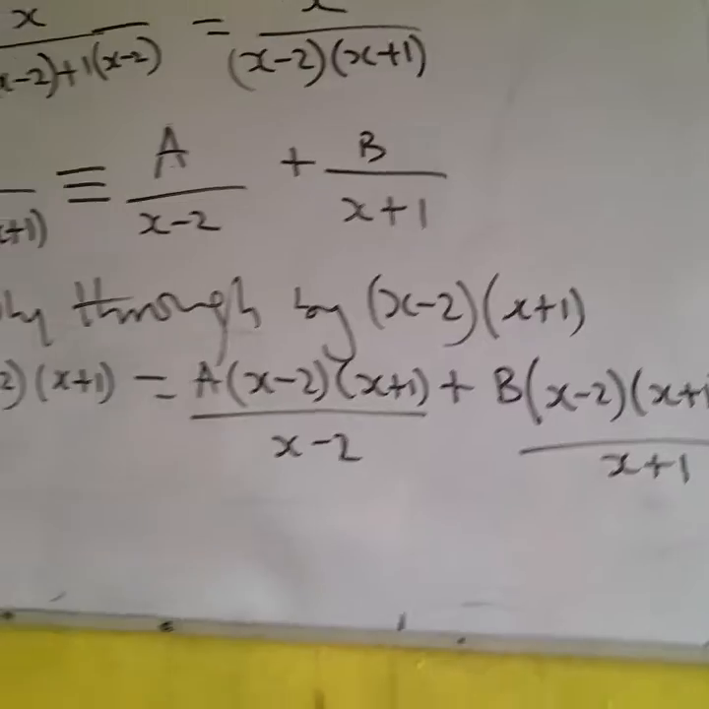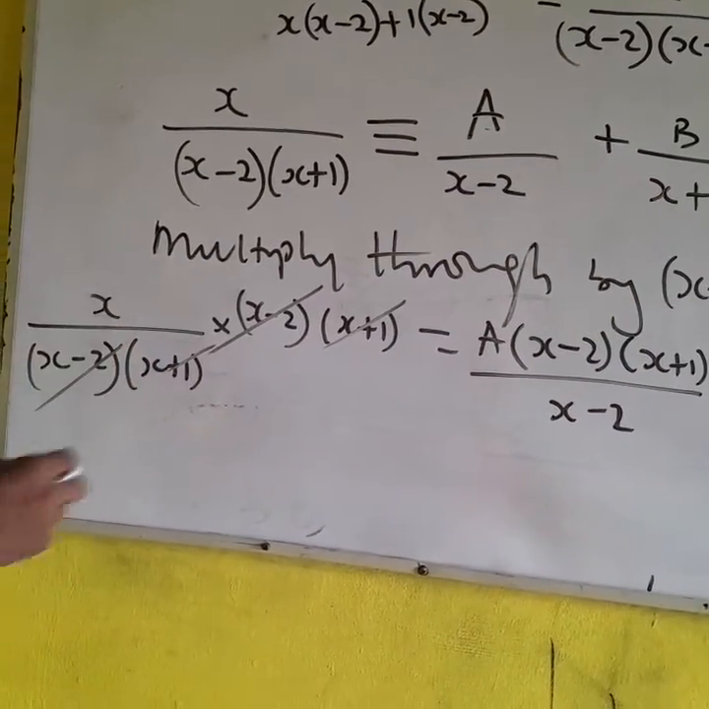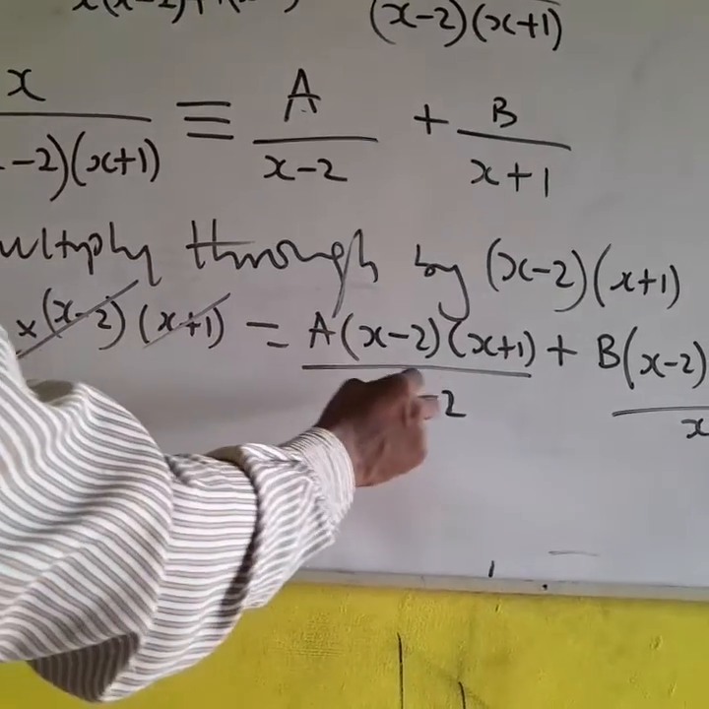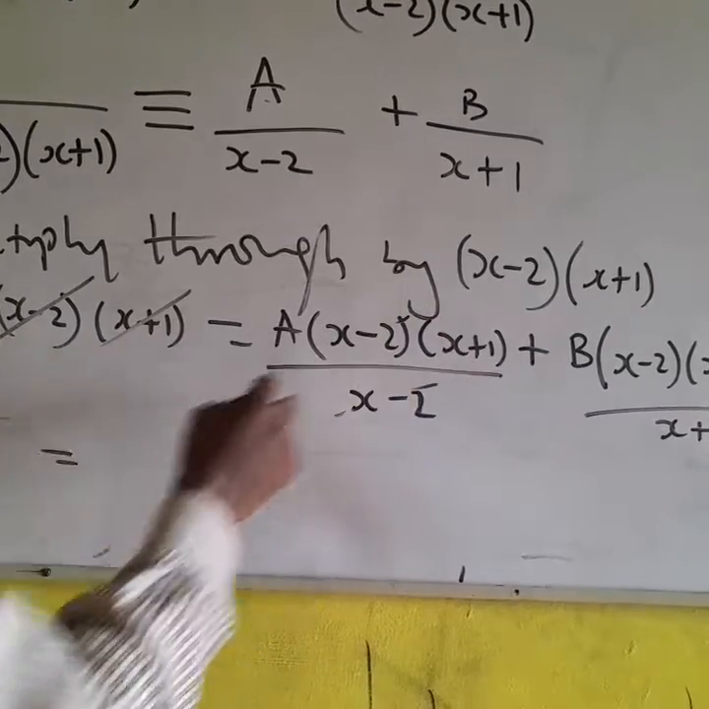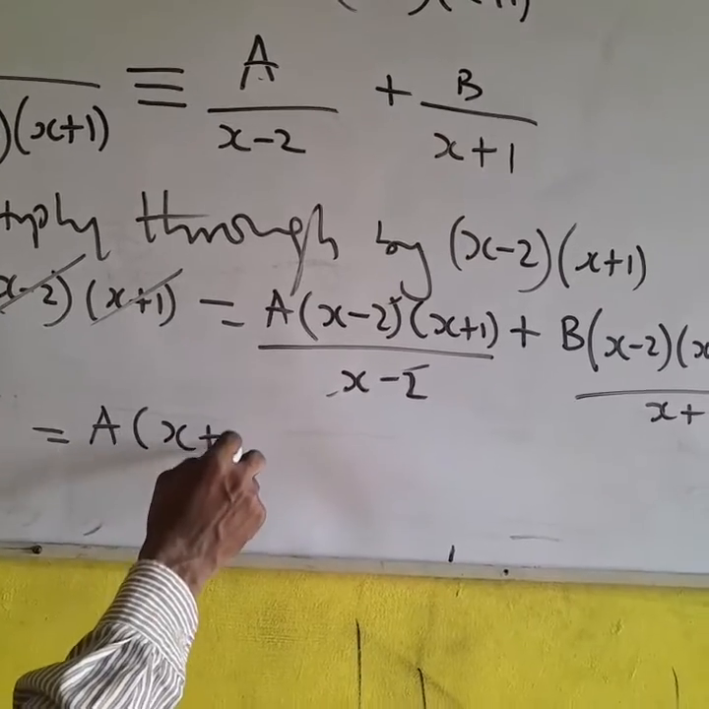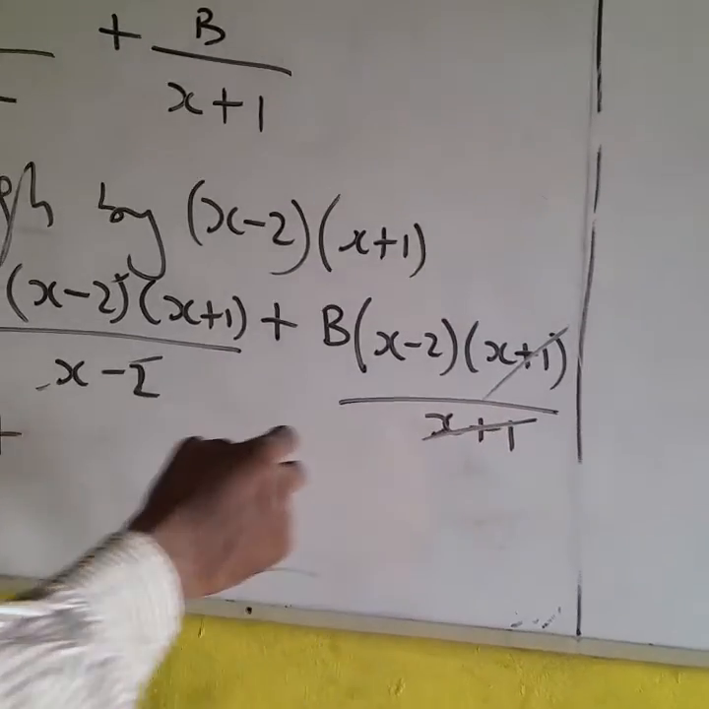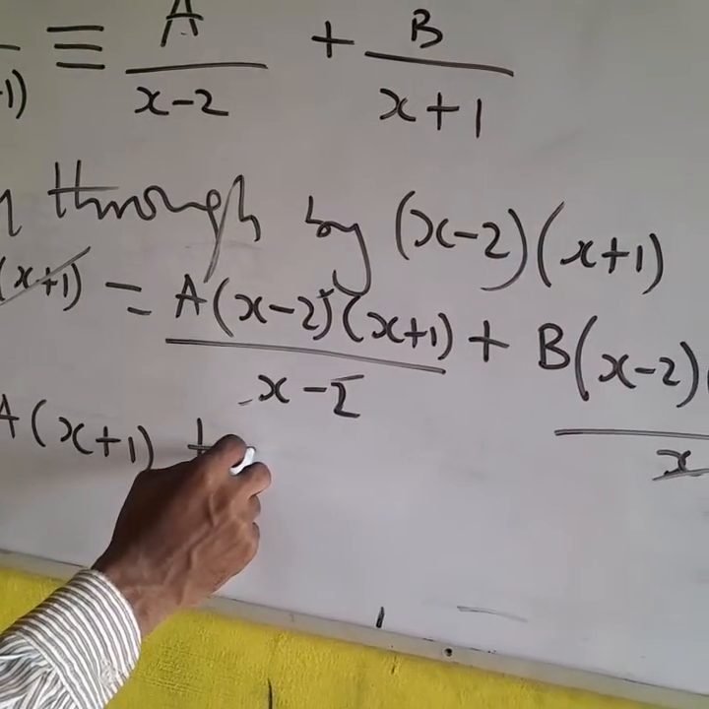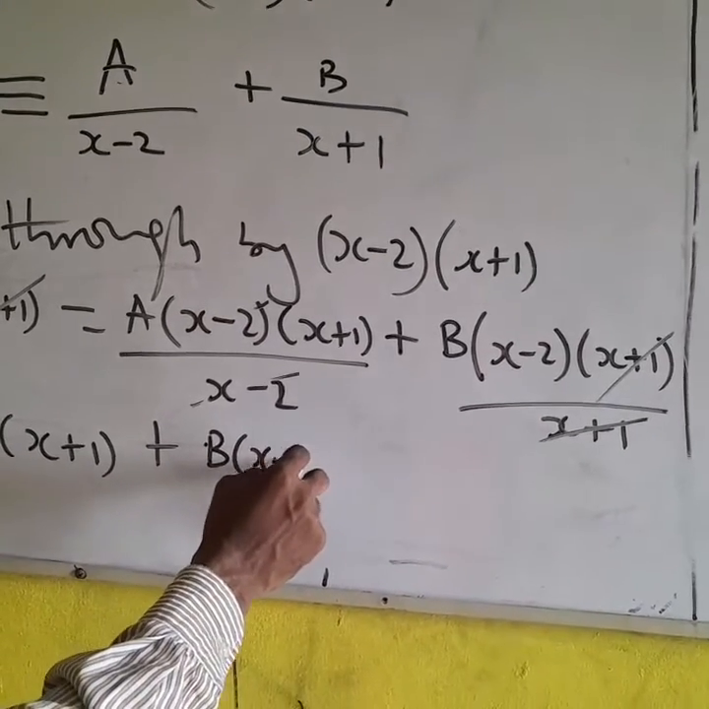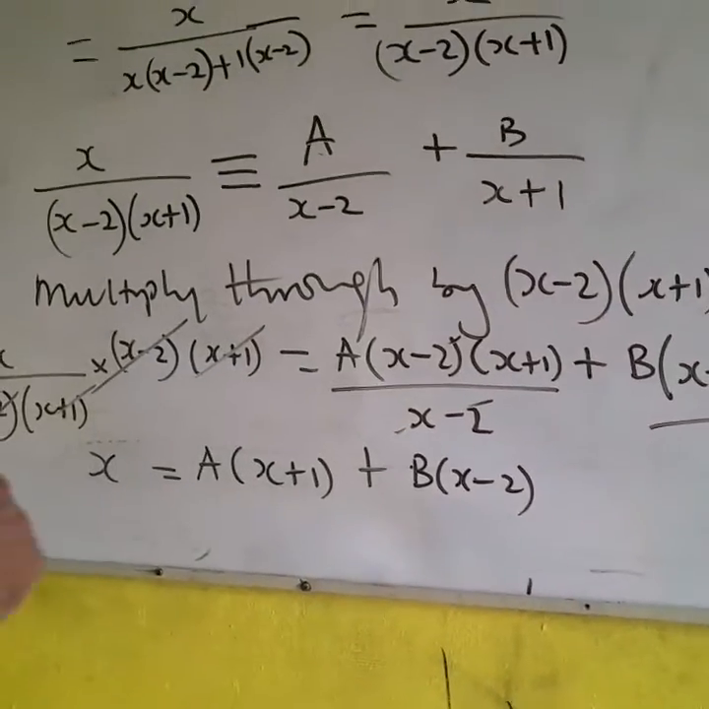So here, this will cancel this, and this one will cancel this one. We are left with only x equal to. Here, this one will cancel this one. We are left with x into x plus 1, plus this one will cancel this. We are left with b into x minus 2. So we use the cover up rule, or the cover up method.